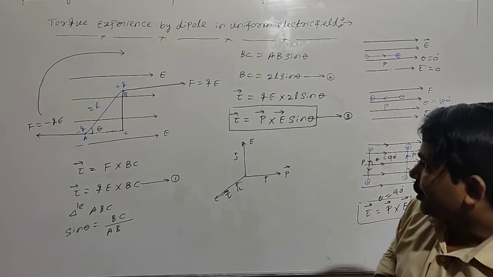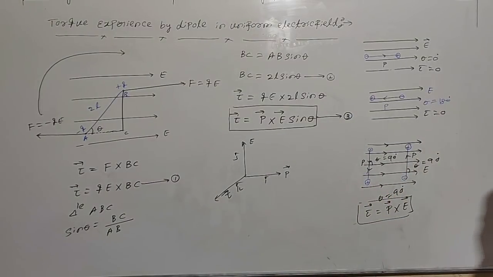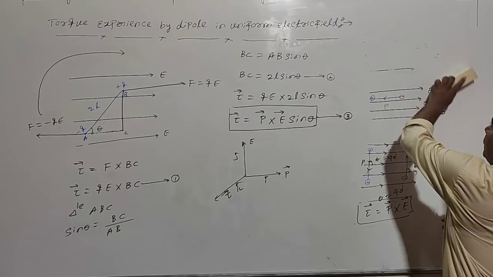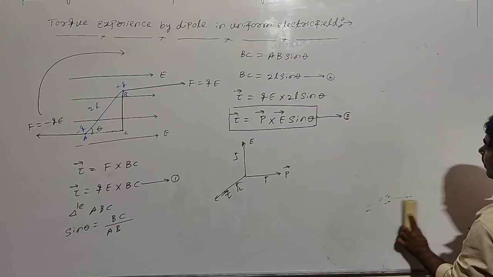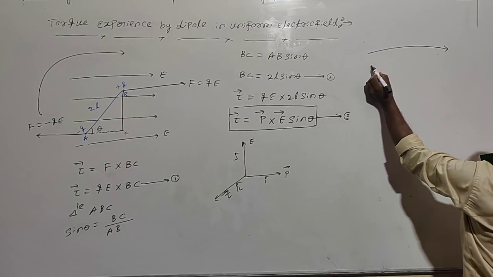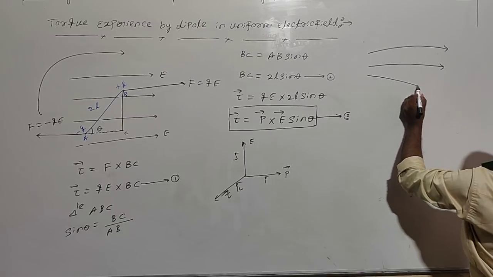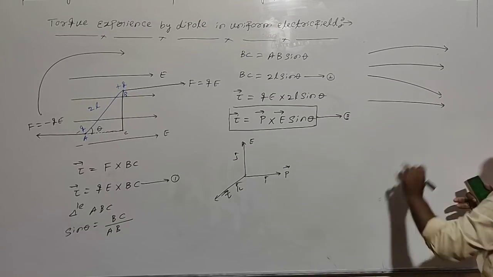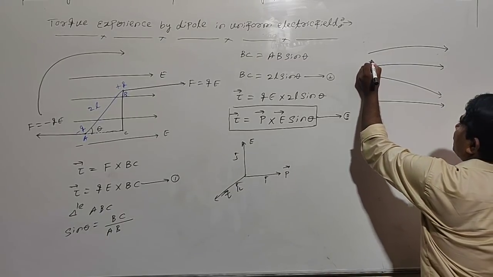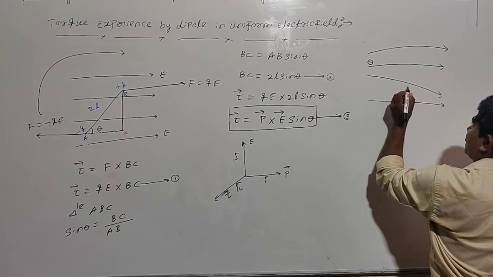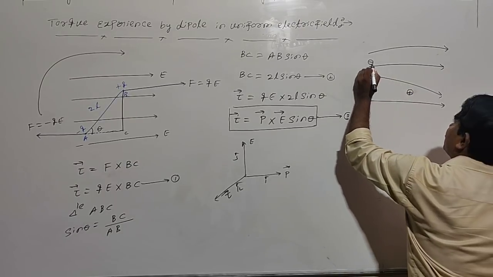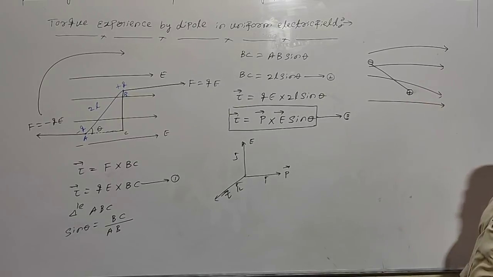For example, I will take a non-uniform electric field here. First of all, how to represent a non-uniform electric field? This may be the non-uniform electric field. Here I want to place a dipole. Dipole means this is the negative charge, this is the positive charge, and this is the distance between the positive charge and the negative charge.